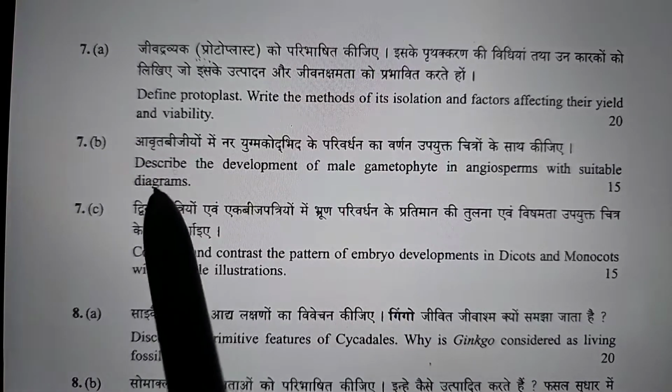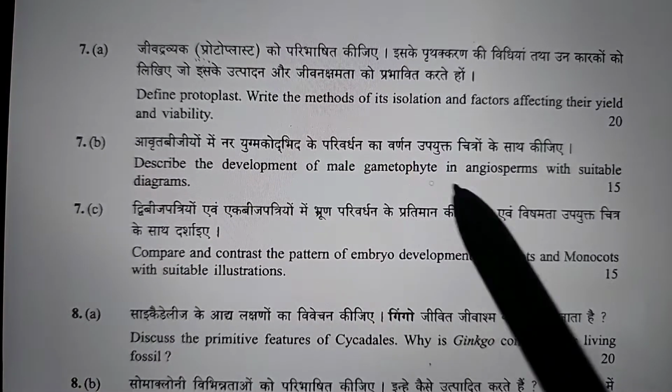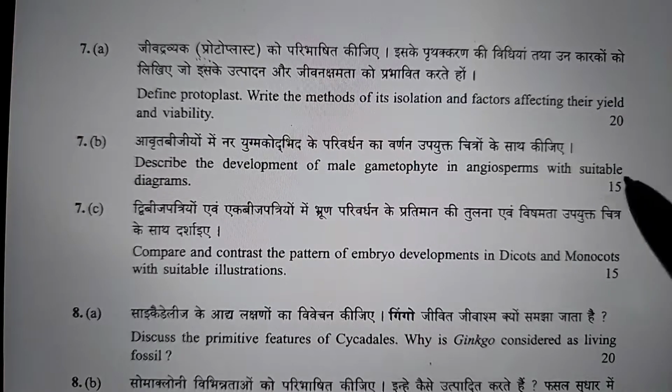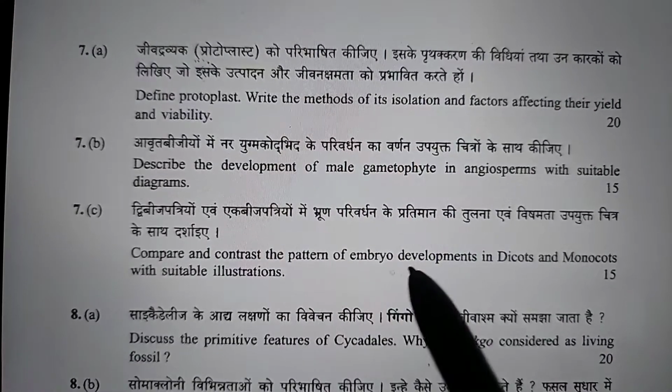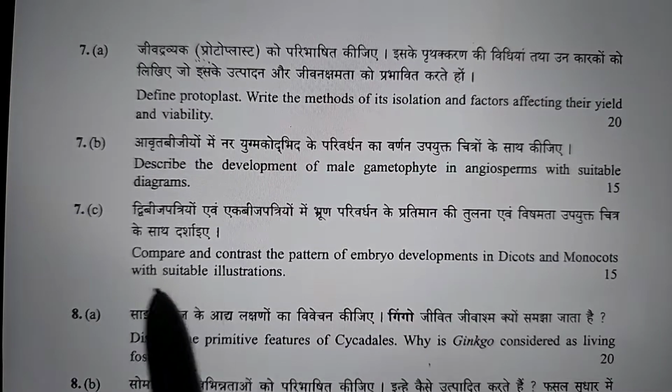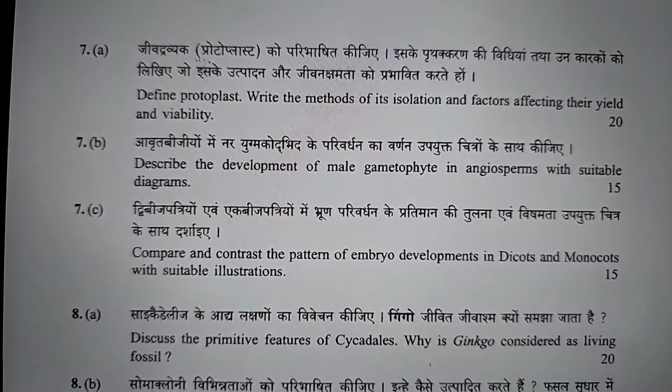So B1 is describe the development of male gametophyte in angiosperms with suitable diagram. This one is 15 marks. The C1 is compare and contrast the pattern of embryo development in dicots and monocots with suitable illustration. This one is 15 marks.